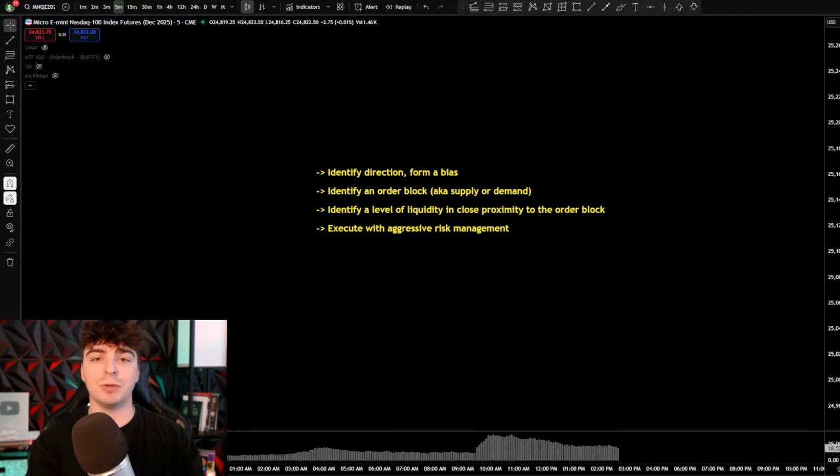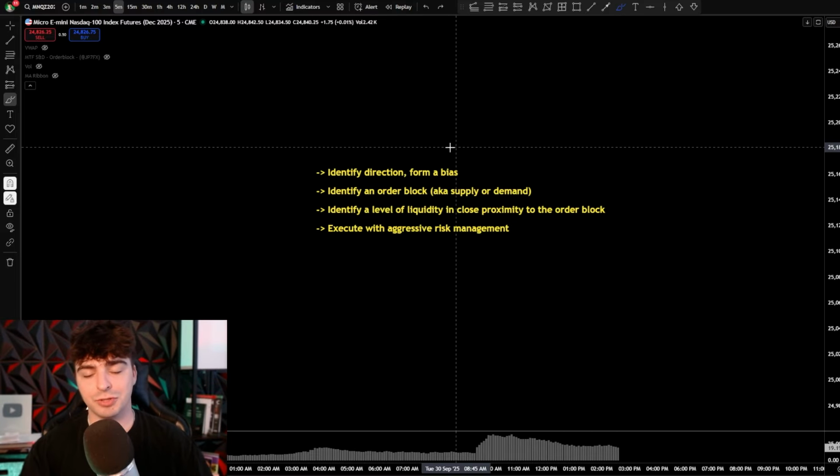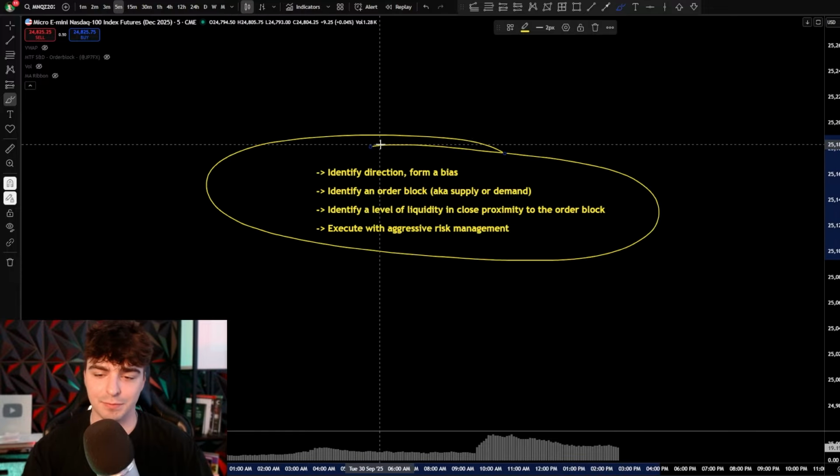Orders move the market, so if we can find where the most amount of orders are, then we can also find where the market is likely to move. So trading order zones can be broken down into 4 simple steps.